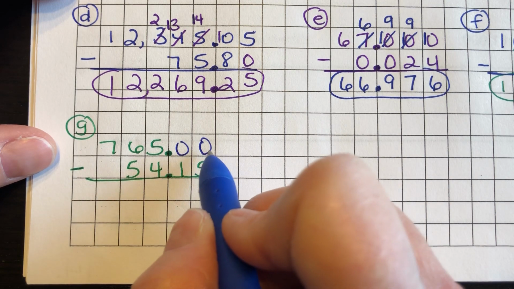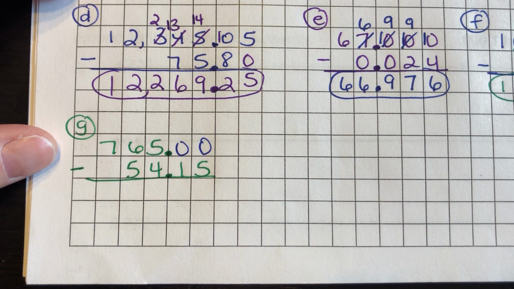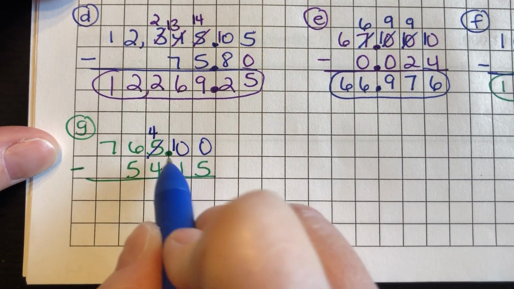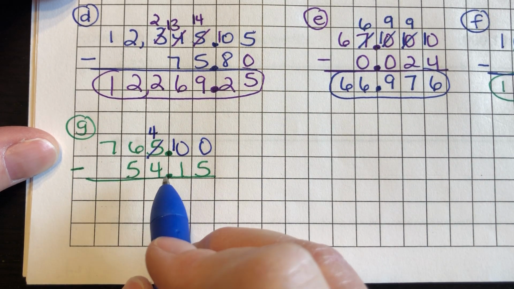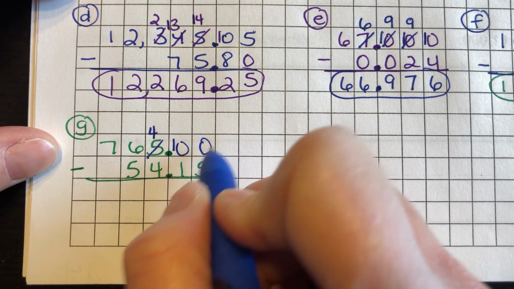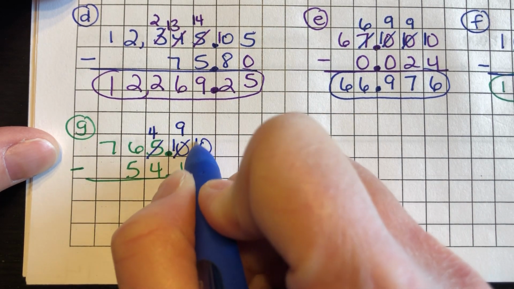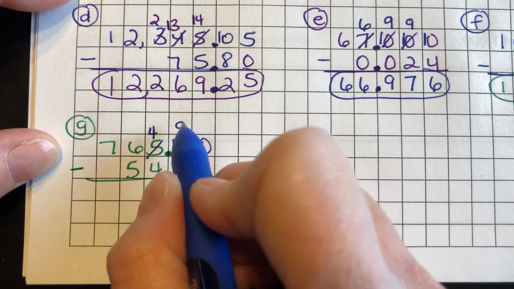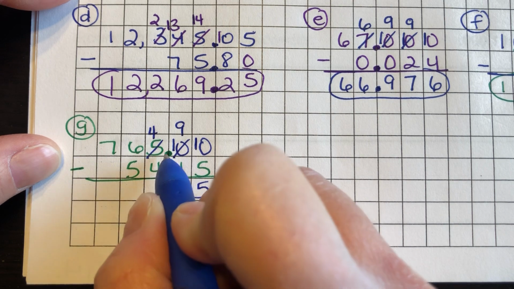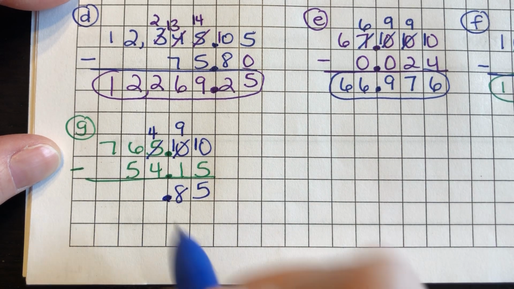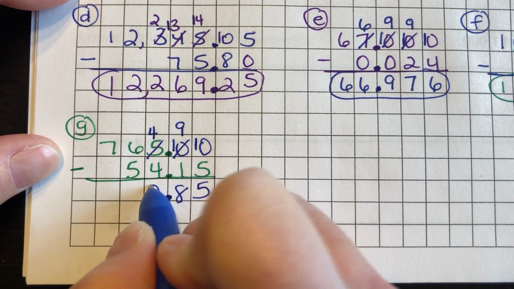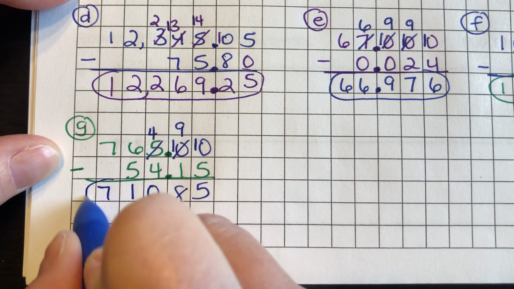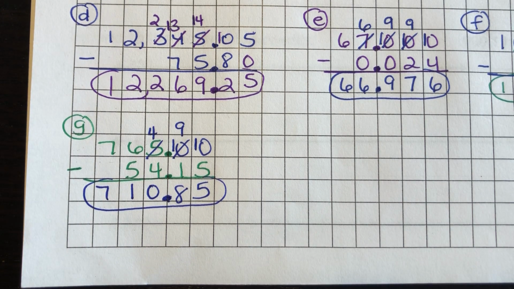Then I can go ahead and fill in zeros above. All right, this is another one where when I go next door, I can't borrow. So I have to go all the way over to this 5. It becomes 4, and I just gave it to this one right next to it. So now I can borrow from here to give to there. This 10 would be 9, and now I have 10. 10 minus 5 I can do, it is 5. 9 minus 1 is 8. I keep my decimal point in the same place. 4 minus 4 is 0. 6 minus 5 is 1. And 7 minus empty box is 7. So 710 and 85 hundredths.